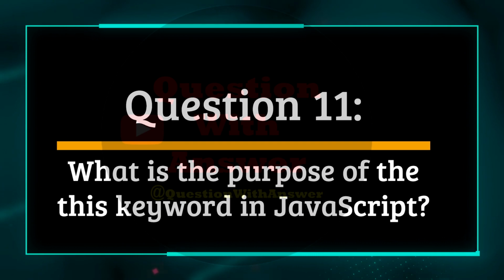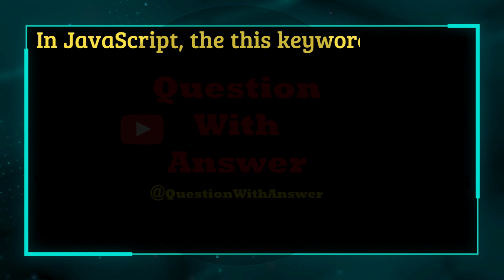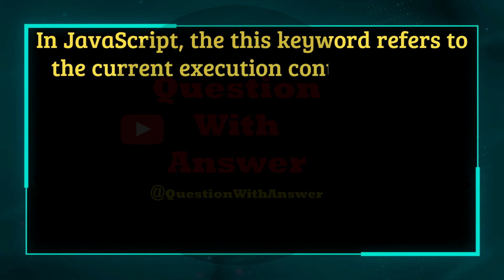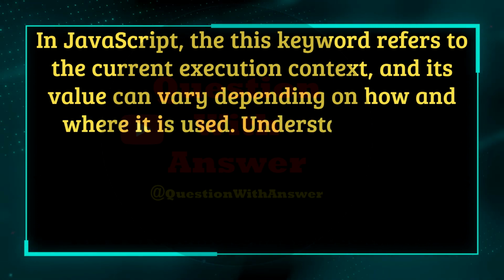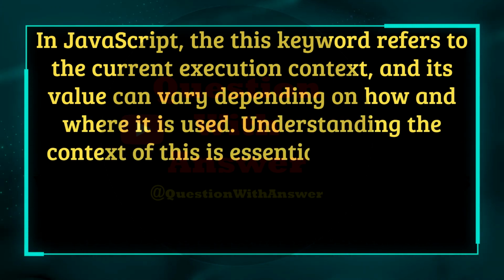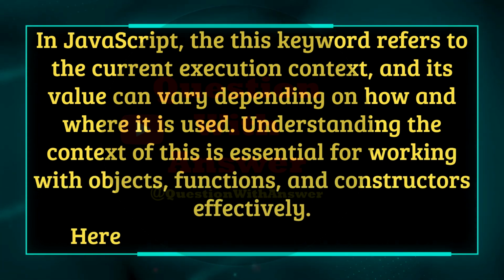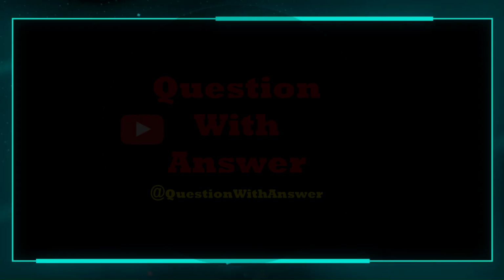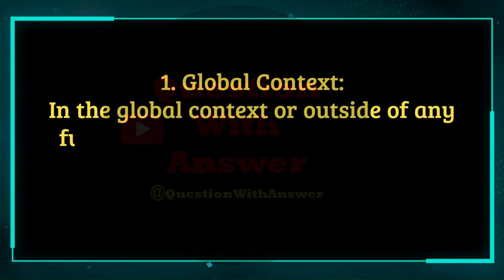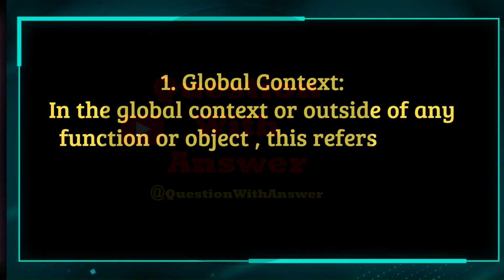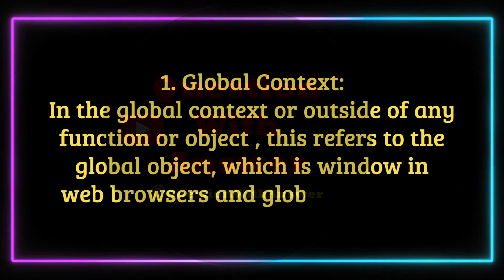Question 11. What is the purpose of the this keyword in JavaScript? In JavaScript, the this keyword refers to the current execution context, and its value can vary depending on how and where it is used. Understanding the context of this is essential for working with objects, functions, and constructors effectively. Here are some common scenarios. 1. Global context. In the global context, or outside of any function or object, this refers to the global object, which is window in web browsers and global in Node.js.